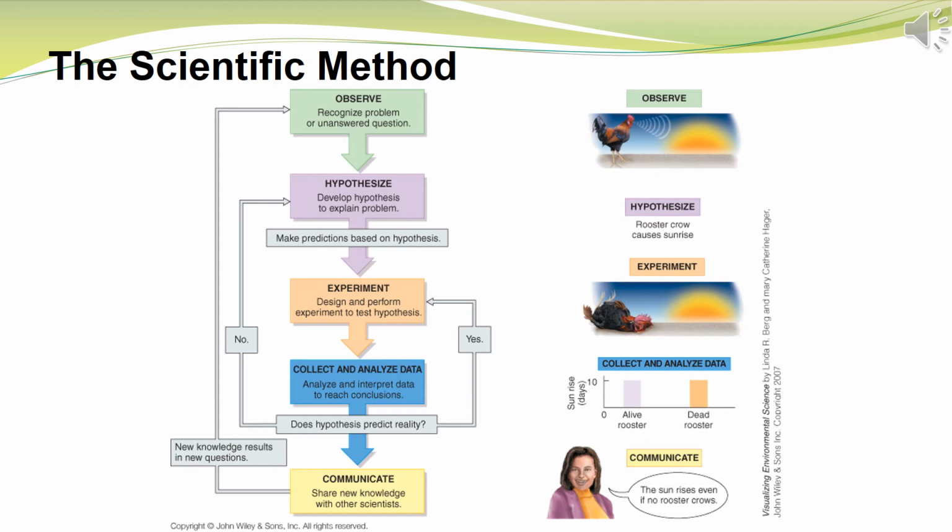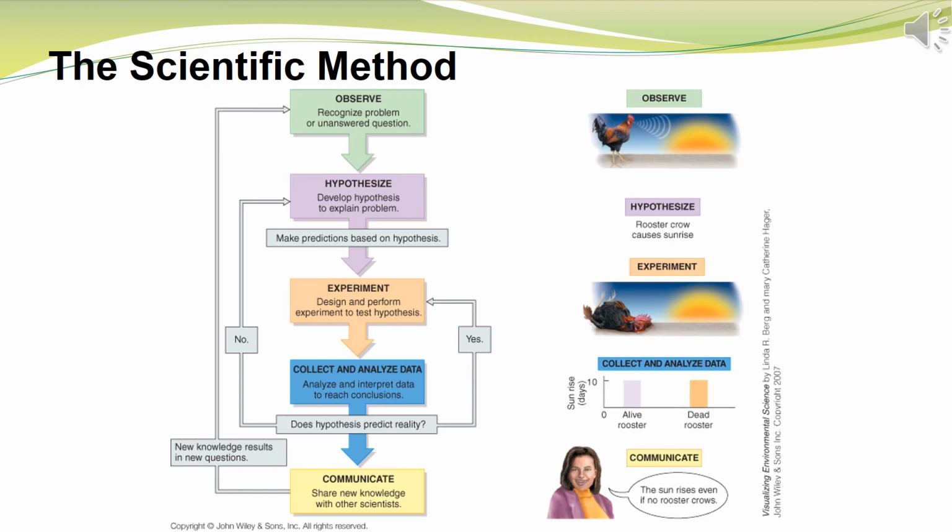Step 1 is to observe, where we recognize the problem or the unanswered question. We then create a hypothesis based on what we've observed, and this is developed to explain the problem. We make predictions based on the hypothesis and then perform experiments. And this step involves both the design and actual performing of the experiment to test the hypothesis. We collect and analyze the data from these experiments and interpret this data to reach conclusions. We ask ourselves if the hypothesis actually predicts reality.